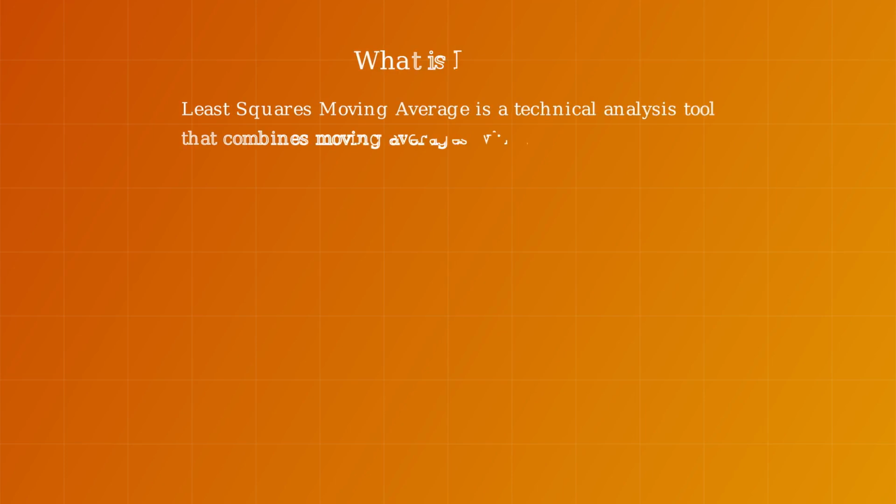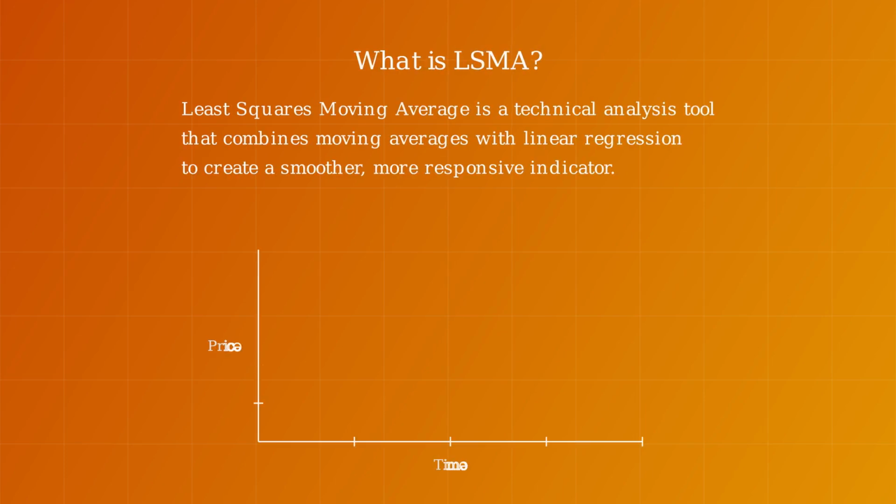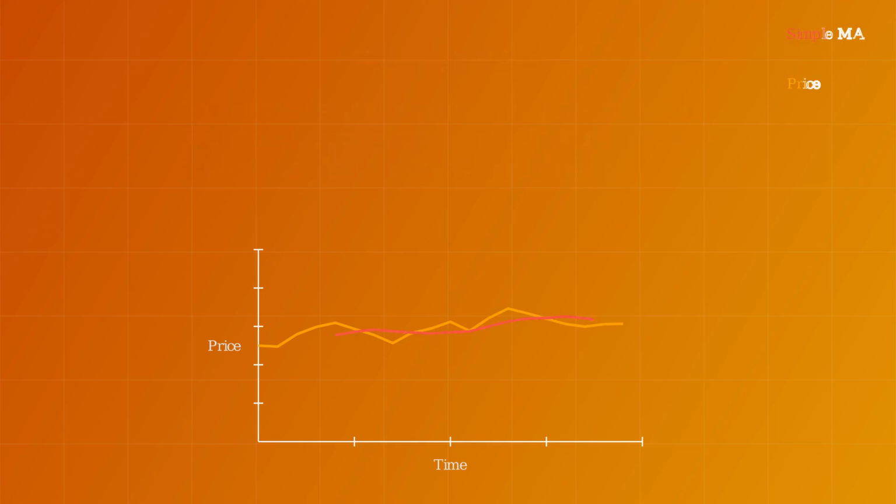The least squares moving average, or LSMA, combines the concept of moving averages with linear regression techniques. Unlike simple moving averages that give equal weight to all data points, LSMA fits a regression line to the price data. This regression-based approach creates a smoother indicator that responds more quickly to price changes, reducing lag.